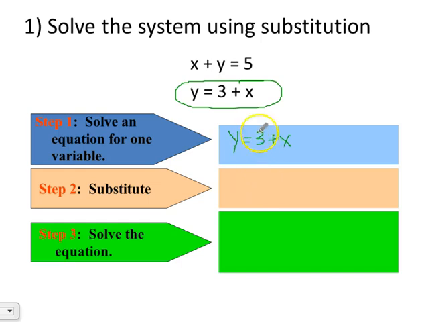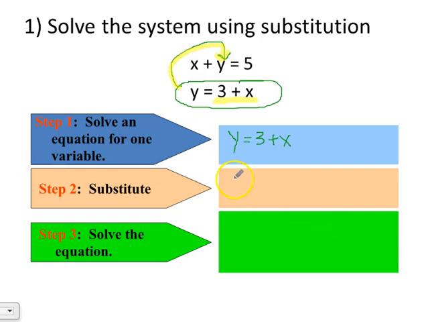Now we can do the substitution where we're going to take our second equation and plug it into our first equation. So whenever we see a y in our first equation, we're going to plug in x plus 3 because that's what y is equal to. y equals x plus 3, or 3 plus x. So whenever we see a y in our first equation, that's what we're going to plug in.